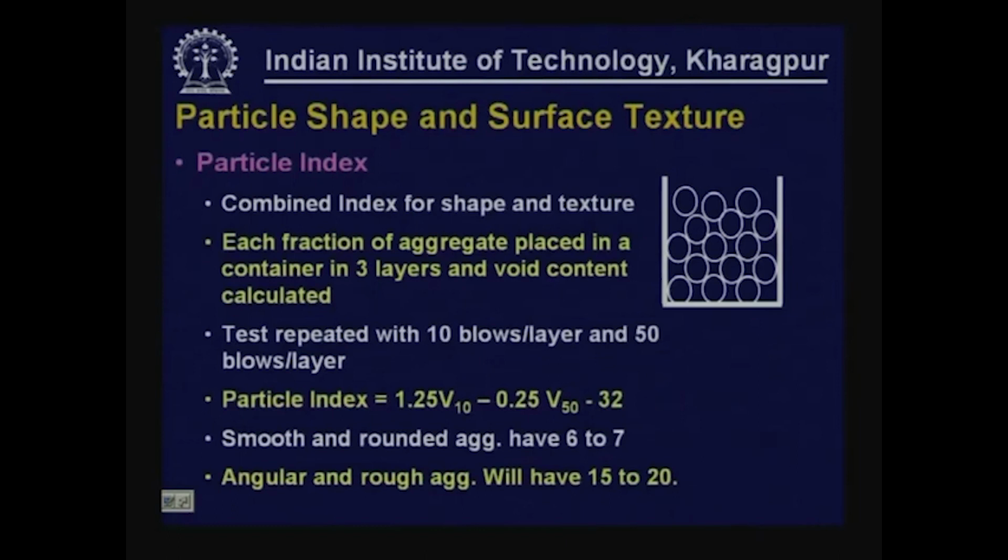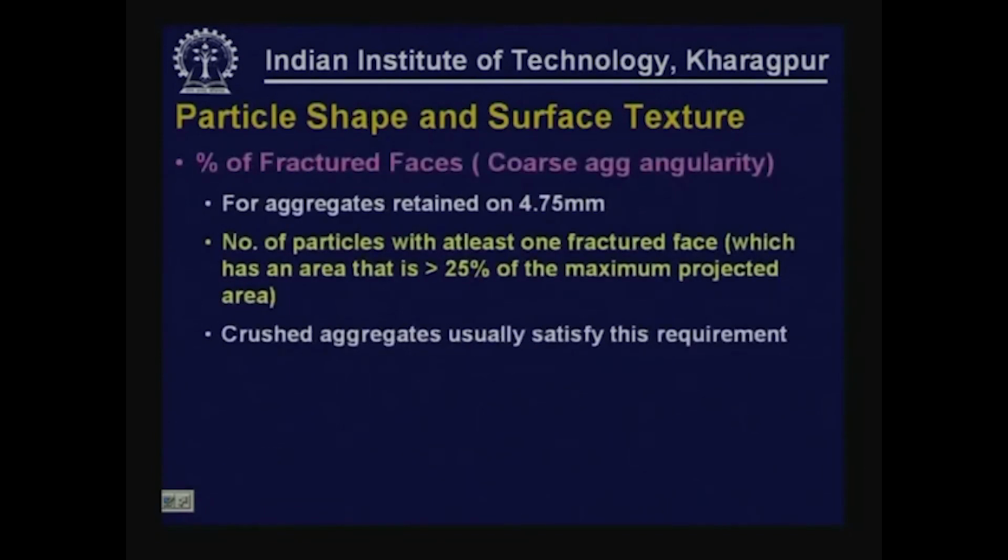If we know the volume, and if we also know the specific gravity of these aggregates, we can calculate void ratio for both cases. Typically, smooth and rounded aggregates have a particle index of about 6 to 7, and angular and rough aggregates will have a particle index of about 15 to 20.